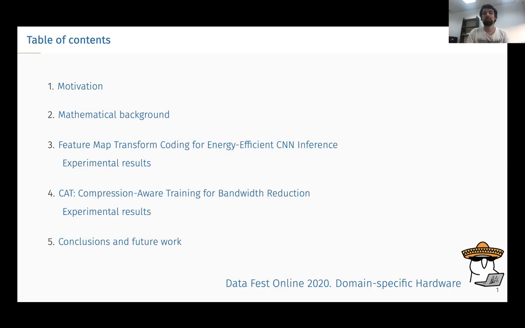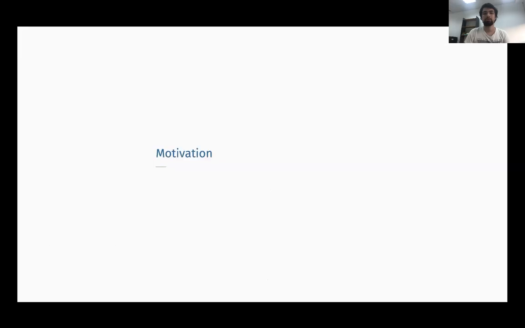I'll give some mathematical background for those who don't remember what Huffman coding and PCAs are. And then I'll talk about two of our papers. And we'll conclude with some conclusions and directions for future work.